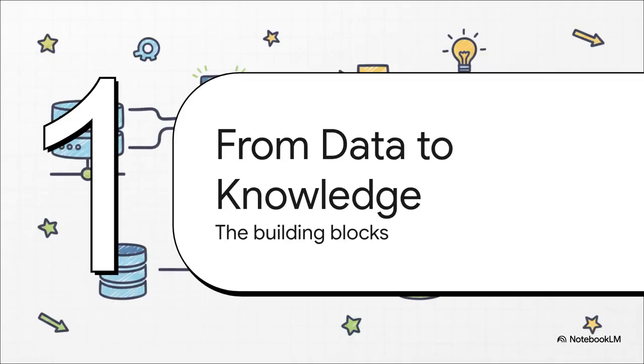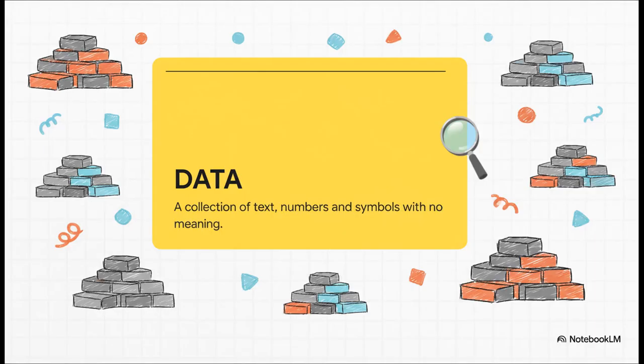Okay, so it all starts with the basic ingredients. Before we can even begin to understand a system, we've got to understand how we get from just raw, meaningless facts to something powerful, something we can actually use. And it's a journey, really, a journey with 3 crucial steps. So right at the very bottom of everything, you've got data.